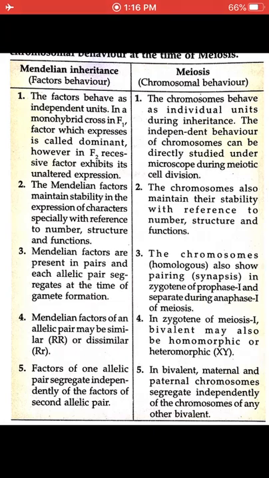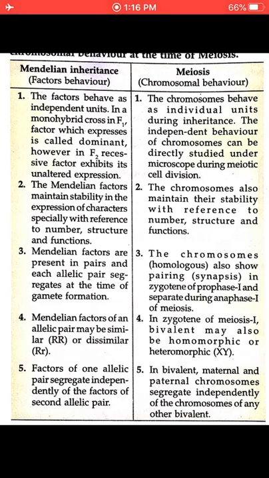In Mendel's factors, it maintains stability with a number and structure and function. And the chromosomal one also does the same. In Mendelian, whatever factors are present, that is allelic pair segments, they are formed during the time of gamete formation. And in chromosomes, they are homozygous, meaning similar characteristics. They form synapsis first, then they divide accordingly in prophase 1 and anaphase 1 of the meiosis.